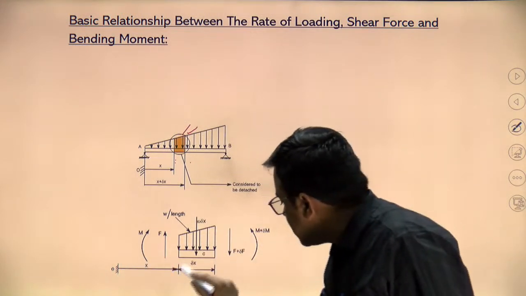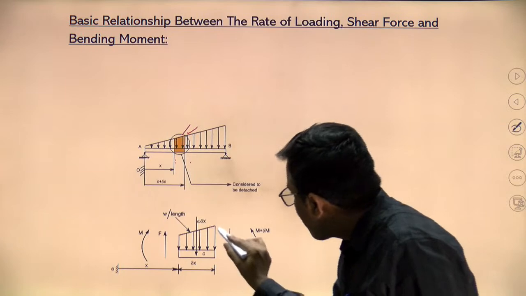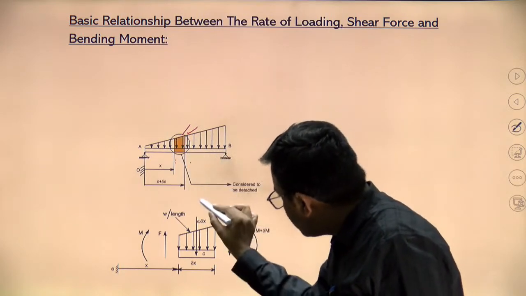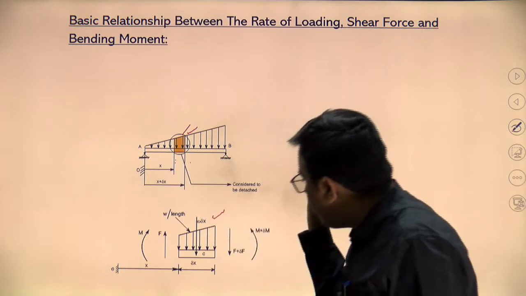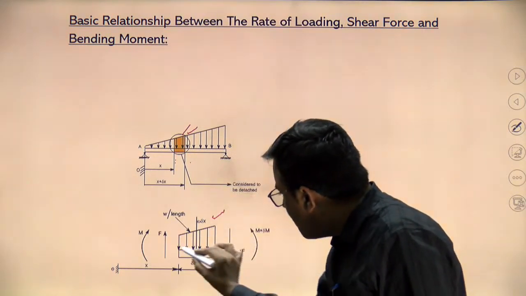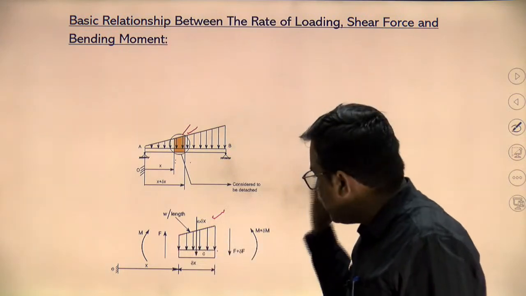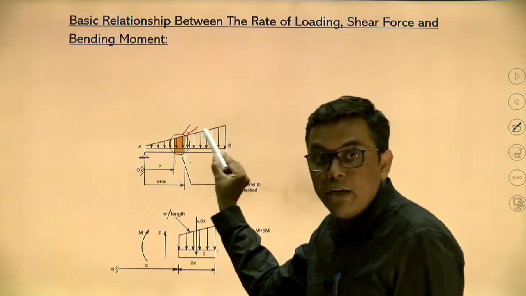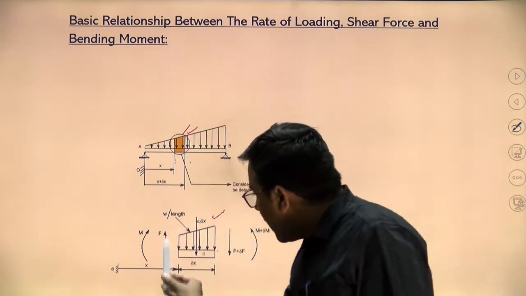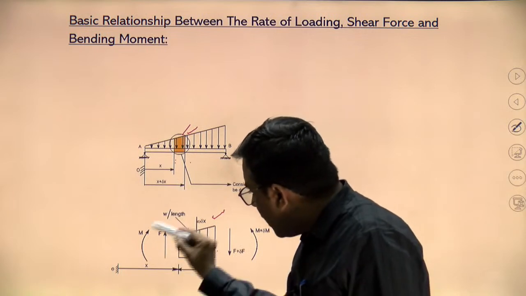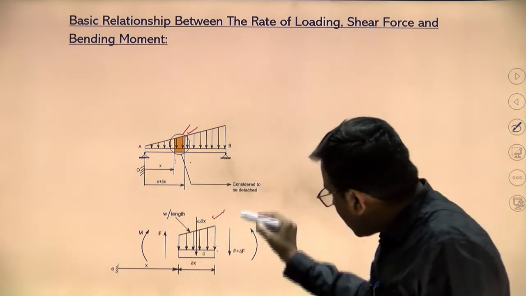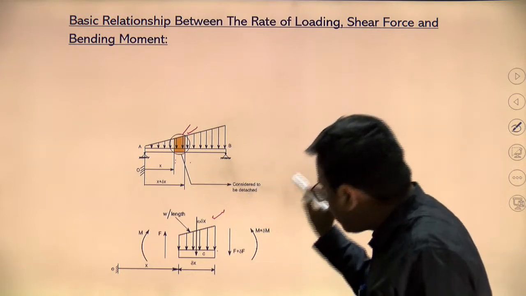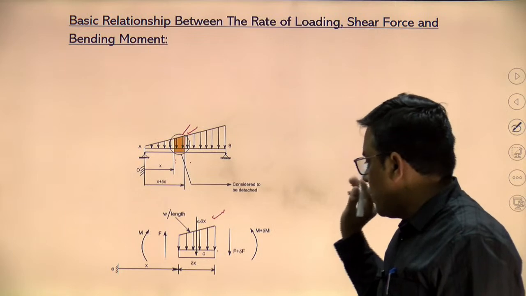It is at x distance, a dx element, a very small one. So I am considering it as a UDL. If I am considering it as a UDL, it will be W delta x, which acts at the midpoint of the delta x distance. On the left side of this load element, F is the shear force and M is the bending moment. On the right side, F plus delta F is the shear force and M plus delta M is the bending moment.